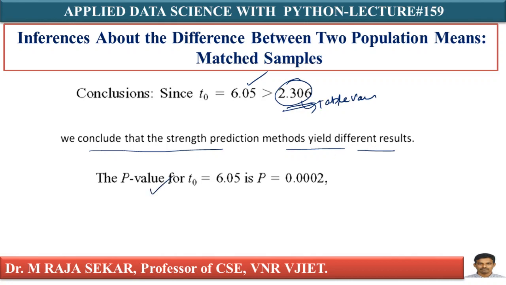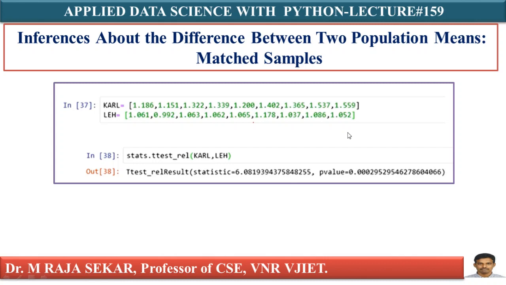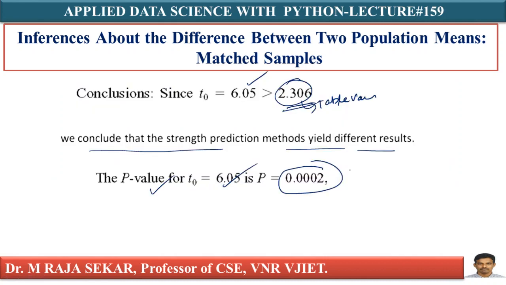You can even check the p-value. The p-value for t naught equals 6.05 is 0.0002. This is less than your alpha, isn't it? If it is less than alpha, what do I have to do? I can say like this: 6.05 is far away. We have to reject the null hypothesis. Look at the p-value. 0.0002 is my p-value, isn't it?